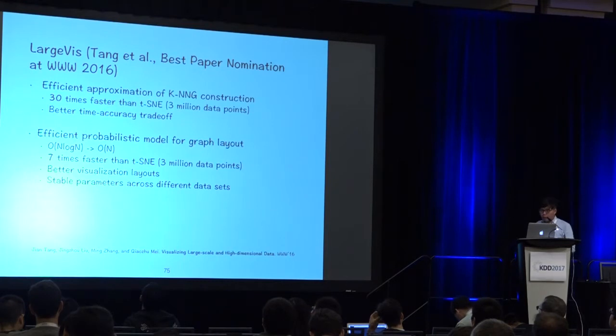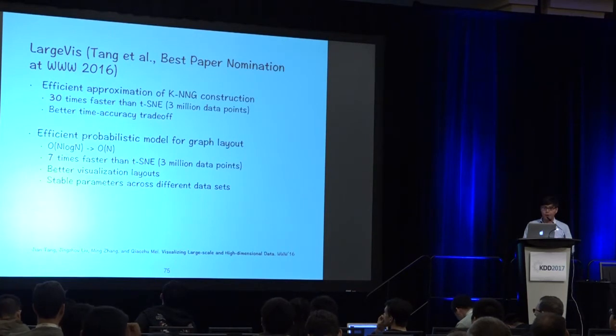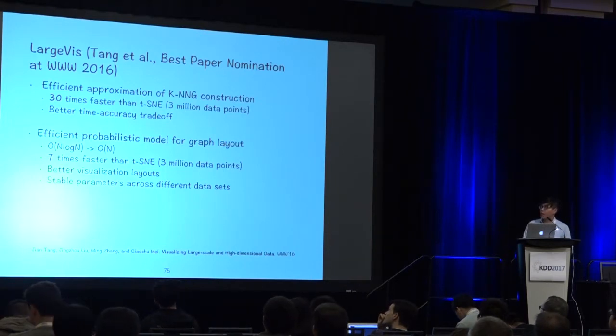And to visualize really large data sets and also networks, we propose a new visualization technique called LargeVis. LargeVis has a very efficient method to construct an approximate k-nearest neighbor graph. On 3 million data points, LargeVis is more than 30 times faster than t-SNE.